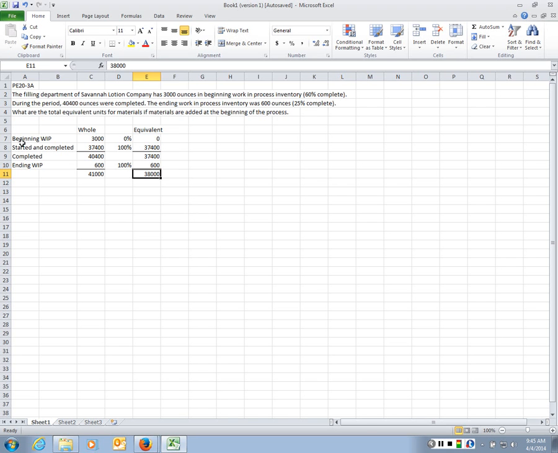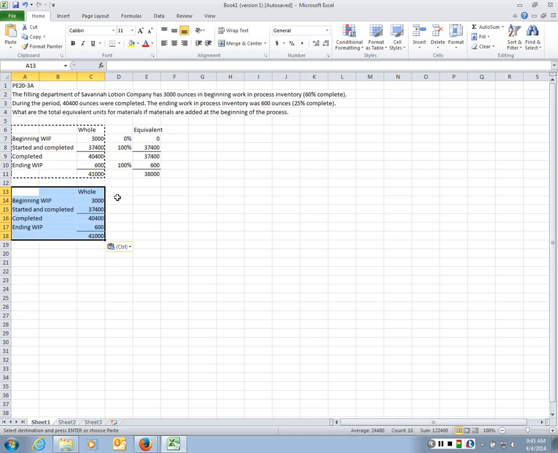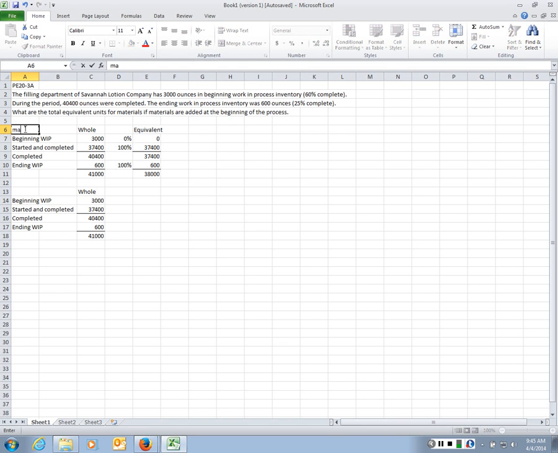Okay, now I'm going to take this thing here and I'm going to copy it because it won't change if I'm doing the same problem. All right, now let me write this on here. This is for materials. Now the second thing that we're going to do is conversion. Conversion includes labor and overhead. Those are the two things that are accounted for when we talk about conversion.